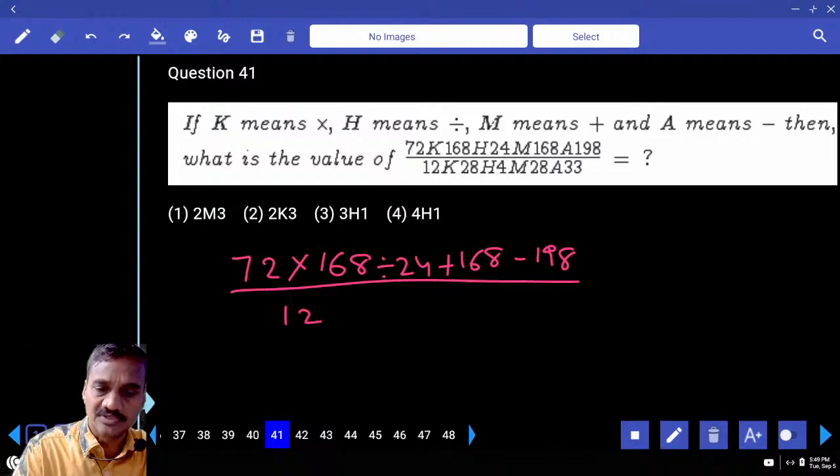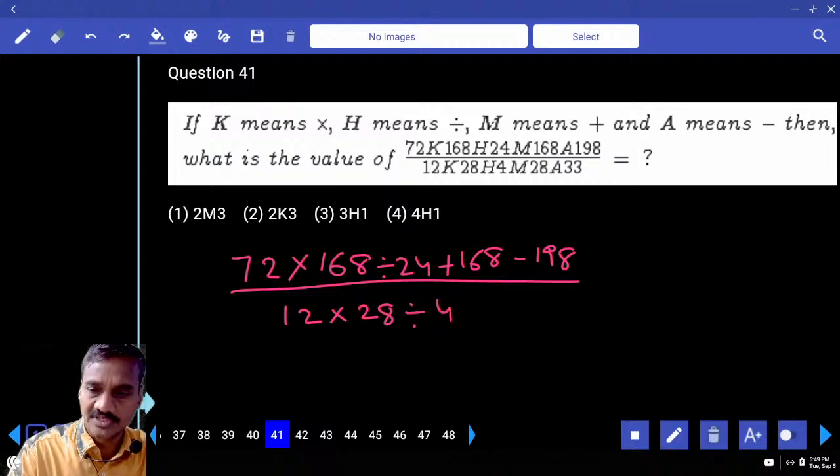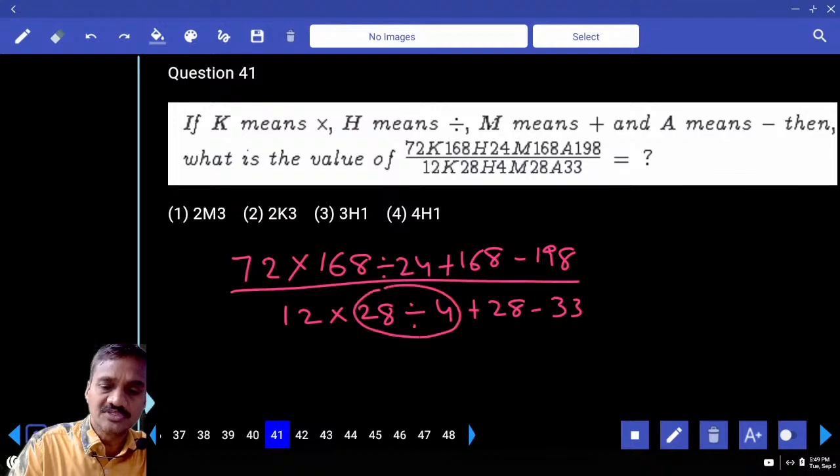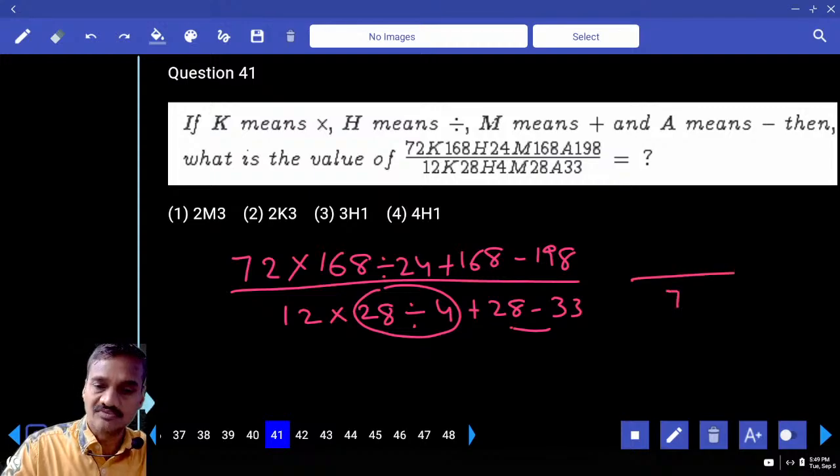And K stands for 12 into 28. And H stands for division, 28 divided by 4. And M stands for plus 28. And A stands for minus 33. Now in this one, 28 divided by 4, how much is this one? 7. Now 12 into 7 is how much? 84. And 84 minus 5 is how much? 79. And see here the value is 79.